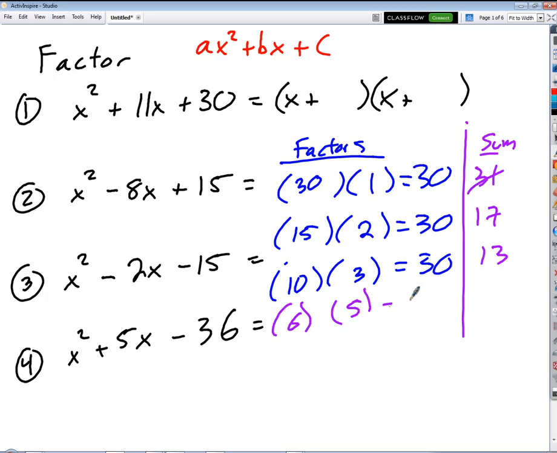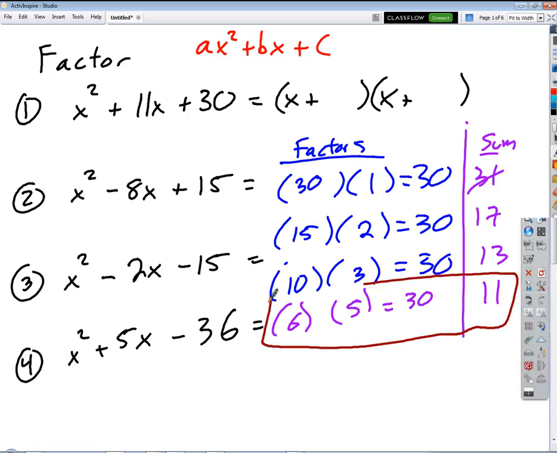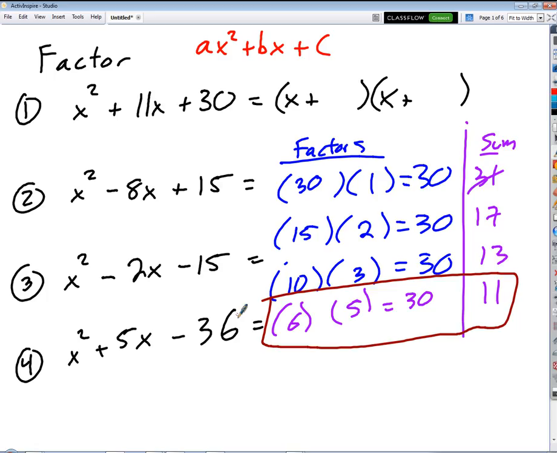5 times 6 equals 30, and the sum is 11, so that's our winner. Right? Make sense? So then the numbers, we know what this looks like. Our numbers are just 5 and 6, and we're done. Okay? Questions? Make sense? All right.